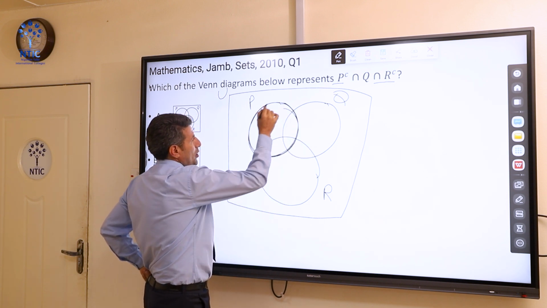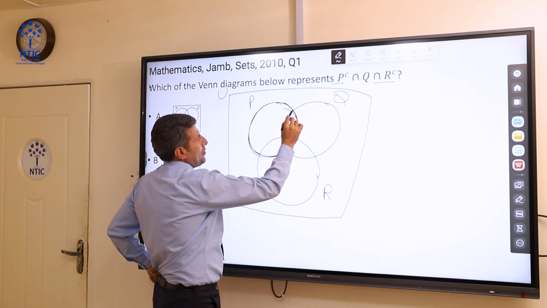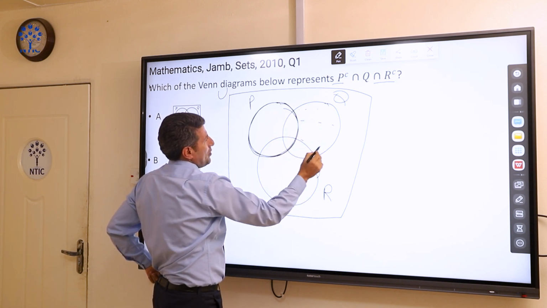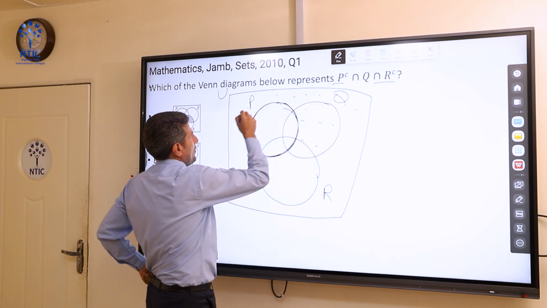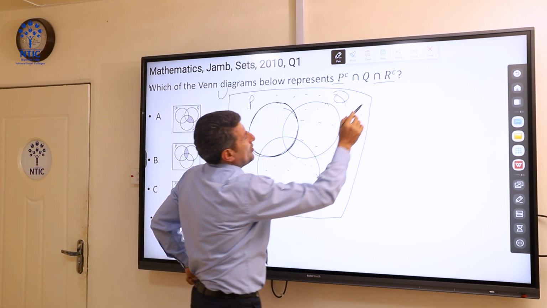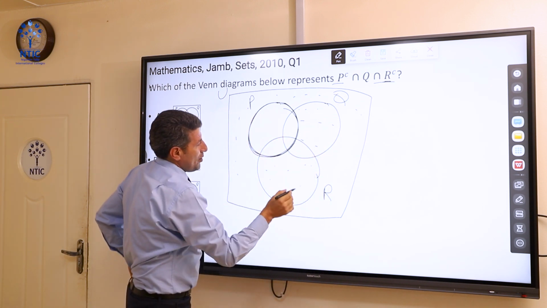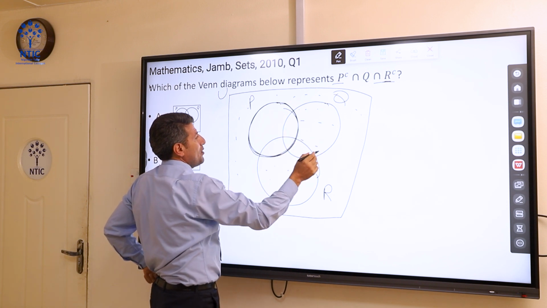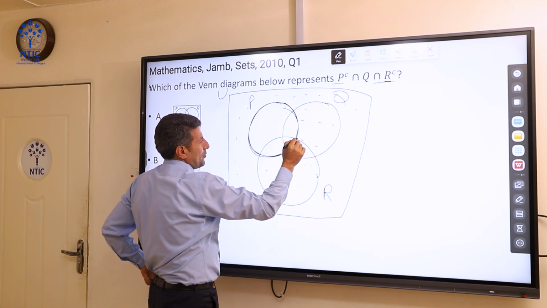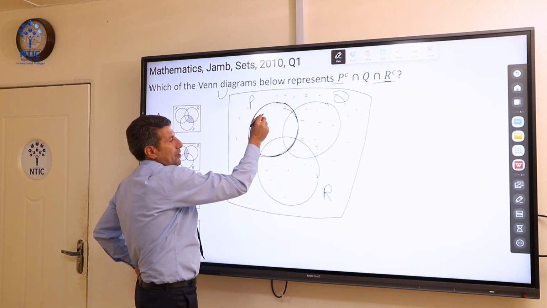So I don't want to shade because there is another complement here. All the area outside P is, as you can see, all this one. Then we are going to find also R complement. What is the meaning of R complement? All the area outside R. So that is also here, also inside P.